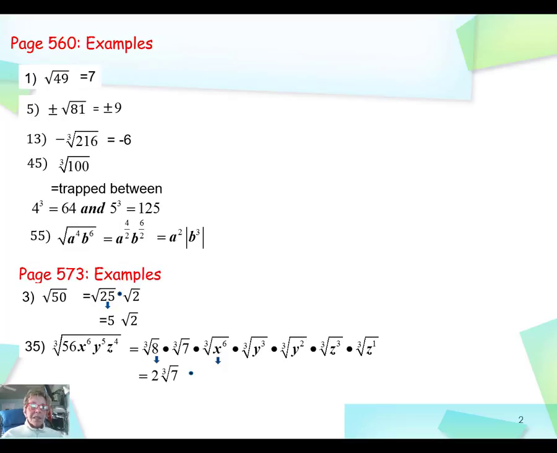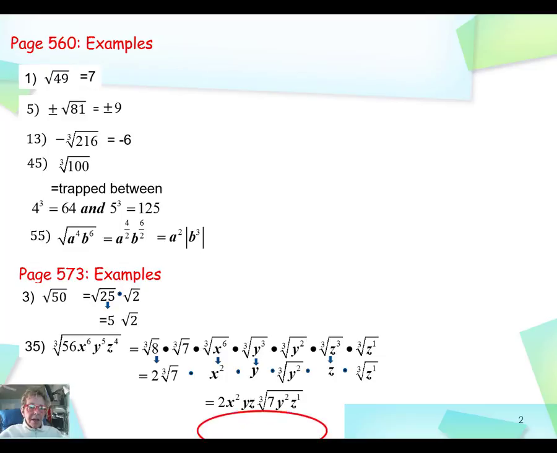The cubed root of x to the sixth is x squared. The y comes out as just y, and the second part stays in radical form. The cubed root of z to the third is z, and then I leave the radical form of the last part.